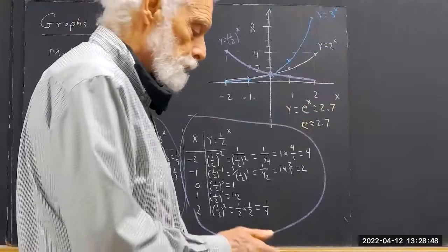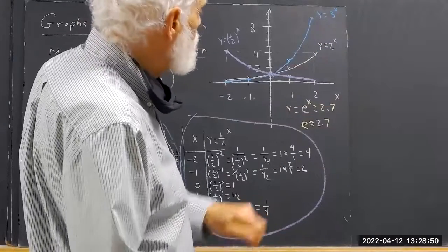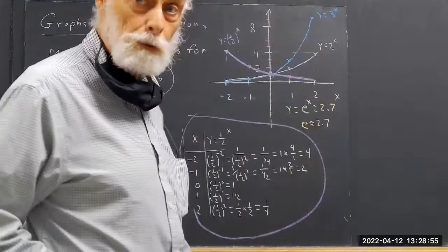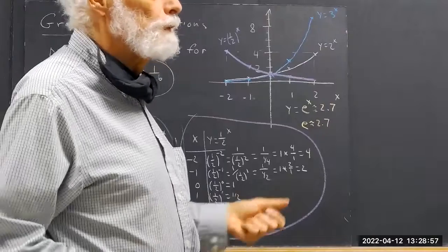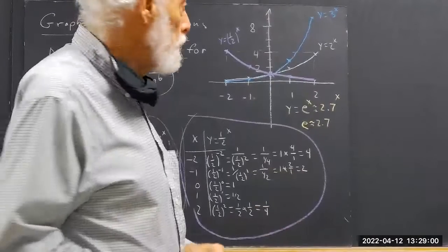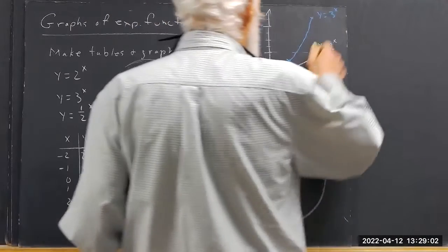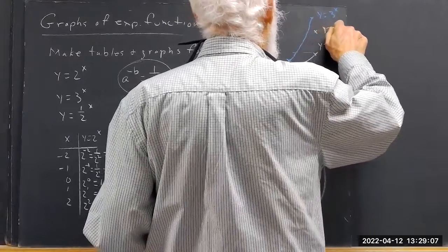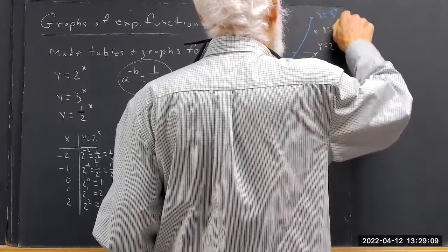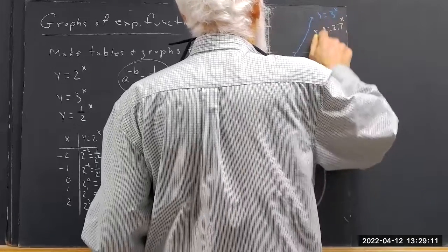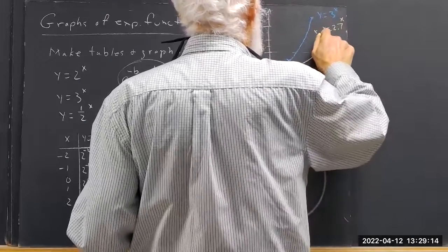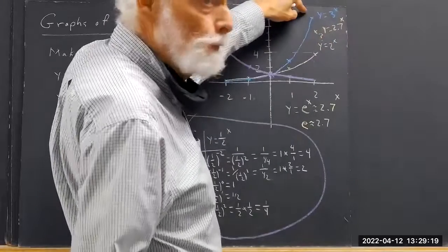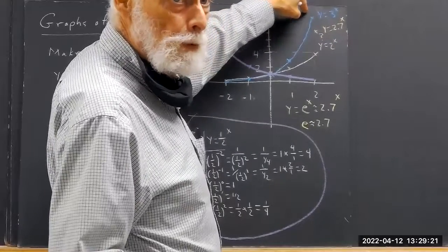Okay? So we can just make a guess. Now 2.7 is quite a bit closer to 3 than it is to 2, right? So 2.7 squared is probably going to be closer to 3 squared than it is to 2 squared. Let's put a point here, and we can put kind of a question mark, because we're not sure how close it ought to be to 2 squared or 3 squared, but we're pretty sure it's going to be closer to 3 squared.